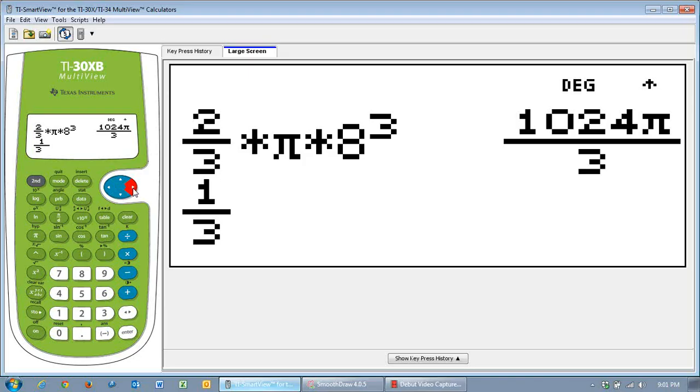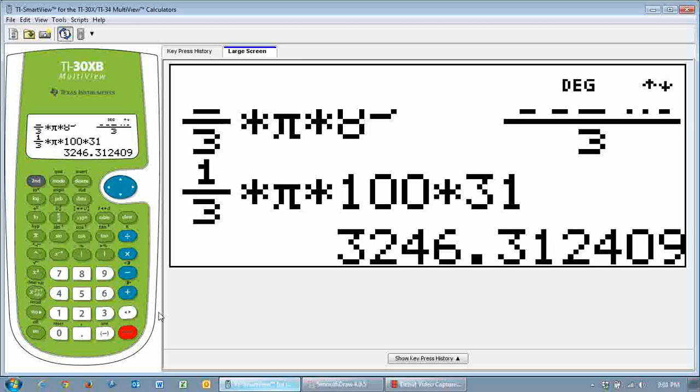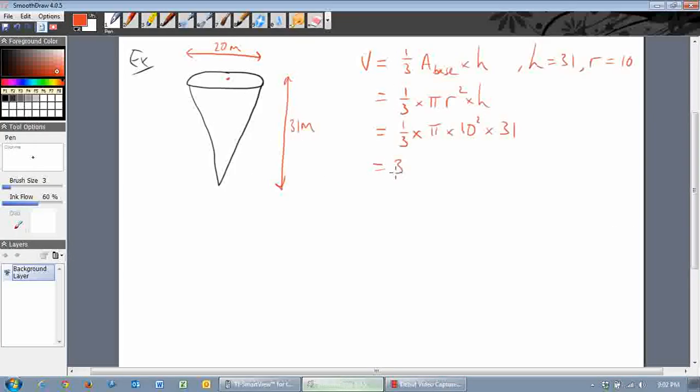1/3, use fractions, really helpful. 1/3 times pi times 10 squared times 31 equals grand total of 3246.31. And I'm in meters and we're doing volume, so it's cubed, and there's your answer. Hope that makes sense. I'll see you in class.